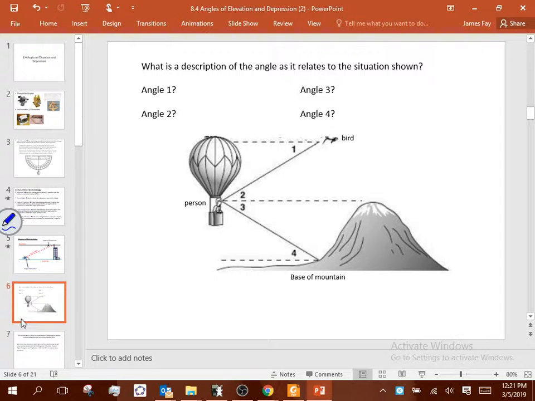What do you know about angle 1 and angle 2, though? They're congruent. They're alternate interior. What about angle 3? What would you call that if I'm the guy looking at the bottom of the mountain? Angle of depression. And angle 4 would be angle of elevation. Okay? Elevate means go up. Depress means, like if you depress something, you push it down, right? Does that make sense? Okay. So depression means going down, okay? And elevation means going up.